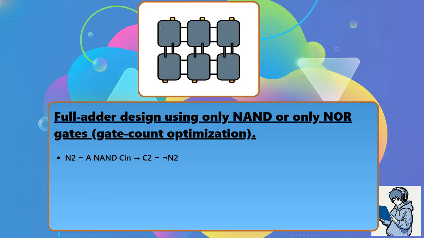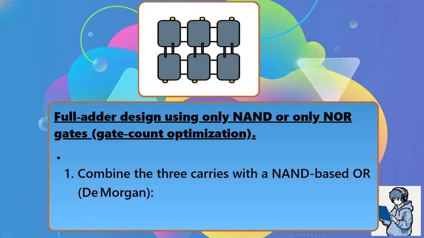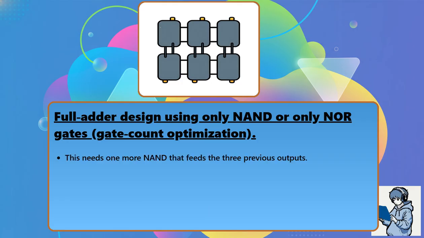N2 equals A NAND Cin. Yield C2 equals not N2. N3 equals B NAND Cin. Yield C3 equals not N3. 2. Combine the 3 carries with a NAND-based OR, De Morgan. Not (not C1 and not C2 and not C3). Implement as NAND of the 3 inverted carries. This needs one more NAND that feeds the 3 previous outputs.